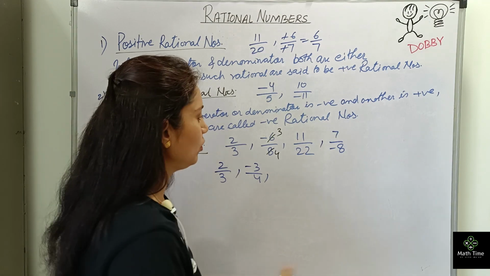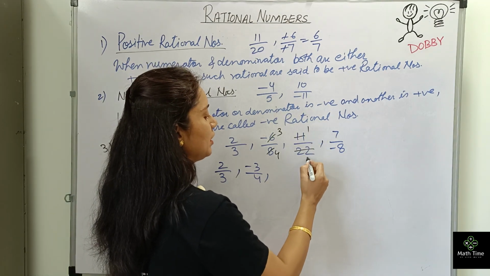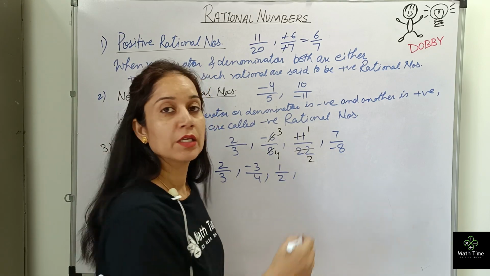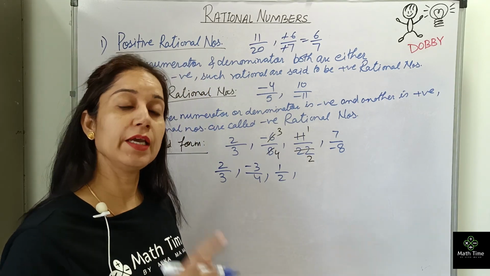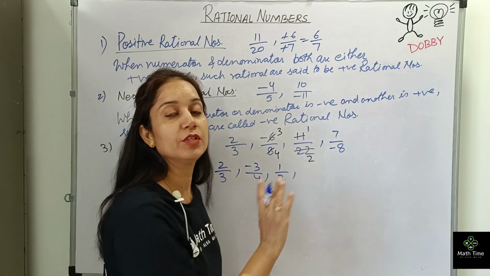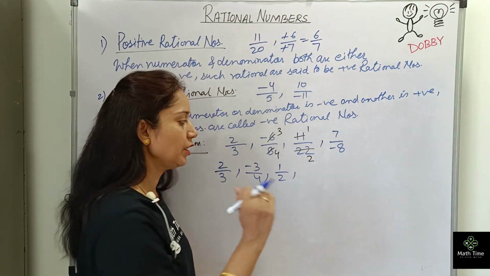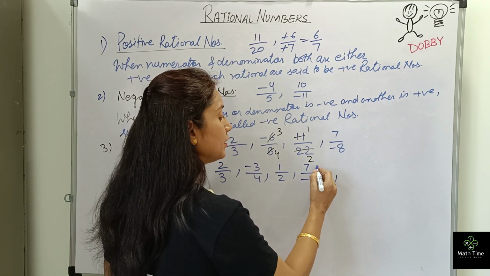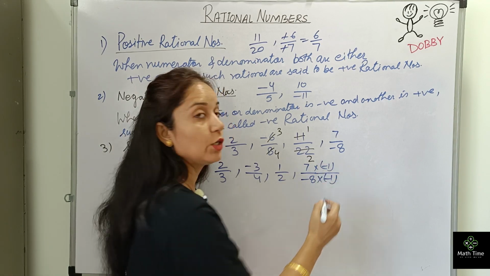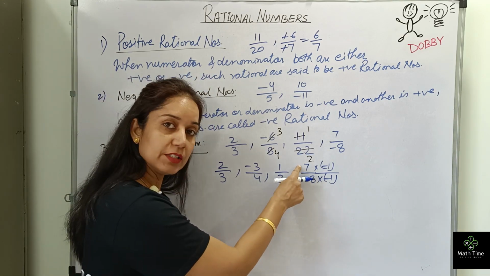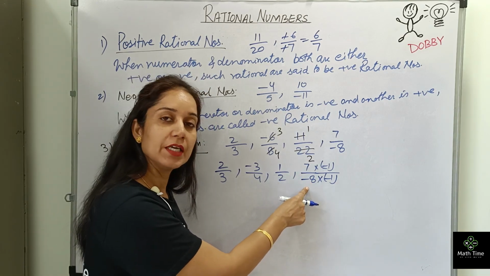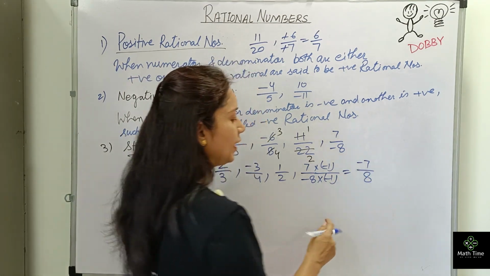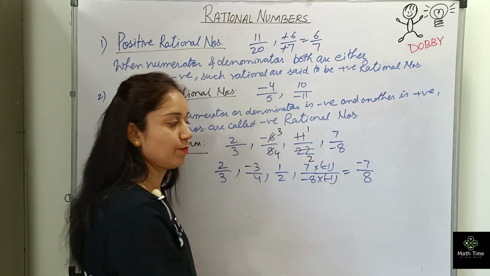11 upon 22, let us cut. 11 ones are 11, 11 twos are 22. It becomes 1 upon 2. Now 7 upon minus 8, in the standard form denominator should never be negative, it should always be positive. So 7 upon minus 8 we further multiply by minus 1. Equivalent rational numbers, we multiplied the numerator by minus 1, and the denominator also by minus 1. So we got minus 7 upon 8, minus minus plus 8.